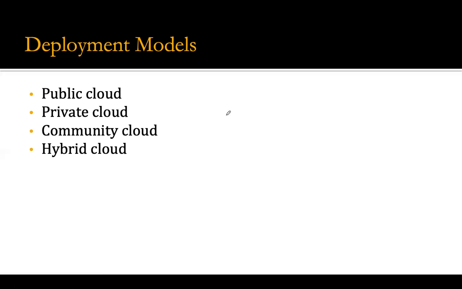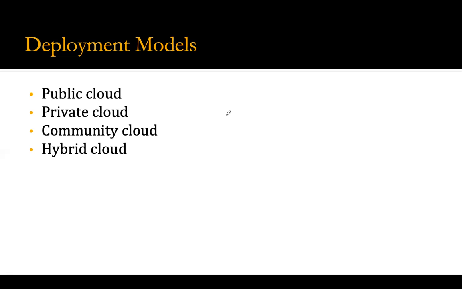So mainly there are three models, but here we are adding one more model, that is community cloud: public cloud, private cloud, community cloud, and hybrid cloud. Okay, so we'll see in detail what those different cloud deployment models are.